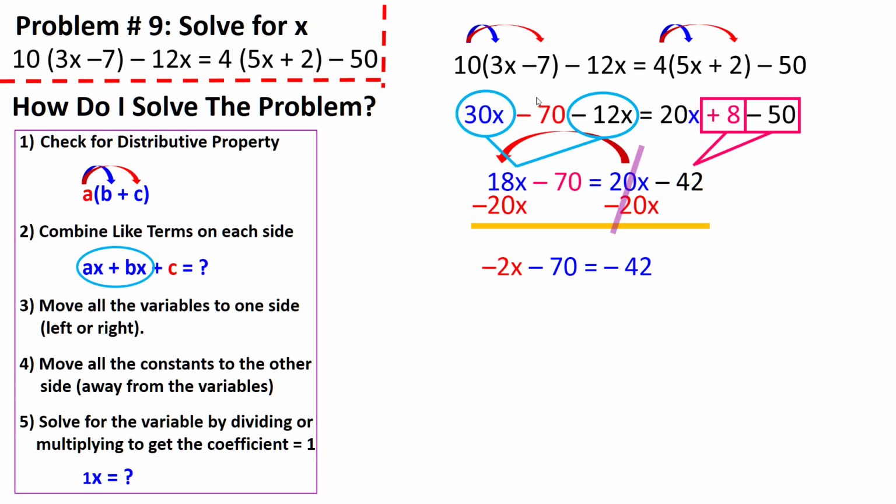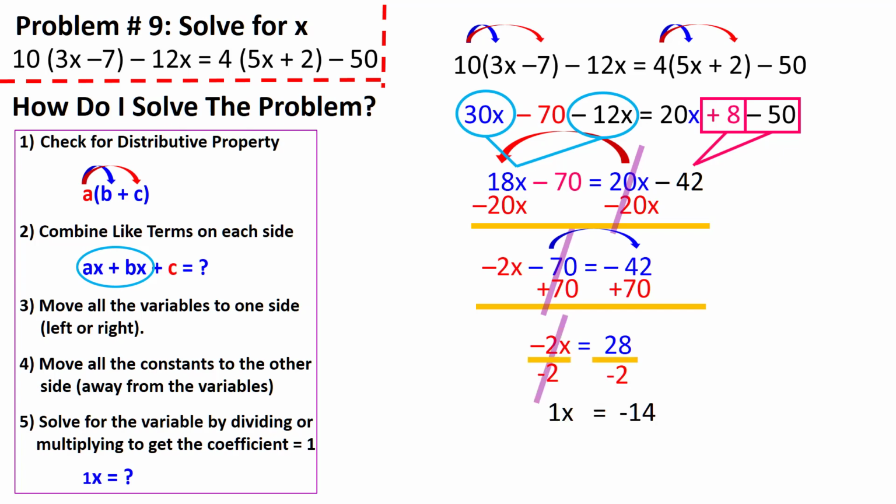Step 4. Move all the constants to the other side. I see negative 70 is a constant, so I will move negative 70 to the other side by adding 70 to both sides. Next, I simplify. I get negative 2x equals 28. Step 5. Solve for the variable. I will divide both sides by negative 2. Next, I simplify. I get 1x equals negative 14. The answer is x equals negative 14.